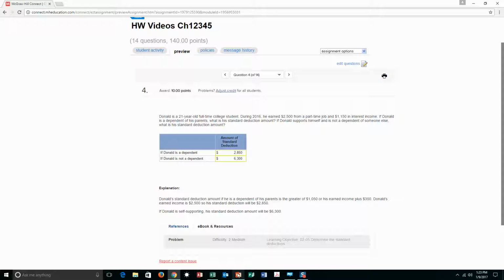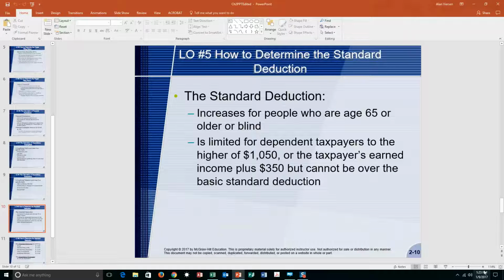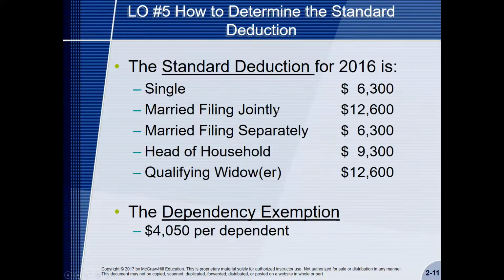Okay, now we'll go back to the PowerPoint slides and look at the standard deduction, which we saw in the first Chapter 1 homework video. Again, the standard deduction for single, married filing jointly, married filing separately, head of household, qualifying widower. By the way, qualifying widower means the year that the person's spouse dies and you have a dependent child.